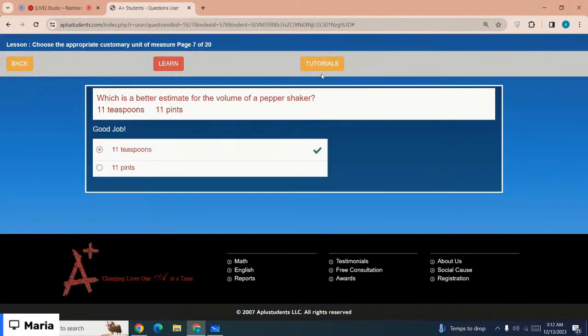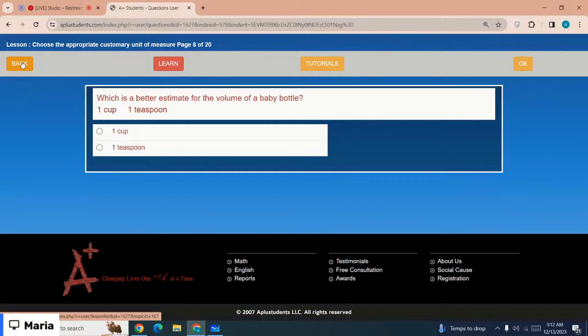Okay, you can complete the lesson by yourself later today. Let me just move. Pints is a bigger unit. That is just a paper shaker. A paper shaker is a small thing. You need to go through the chapter on customary units of measurement from the previous grades also, right?